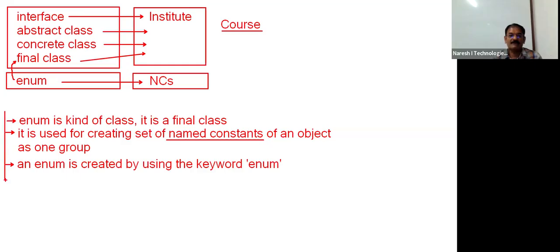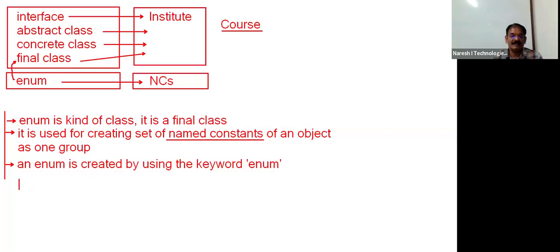So finally, what is the important point? Enum is a kind of class. It is a final class. It is used for creating a set of named constants of an object as one group. And enum is created by using the keyword enum. Up to now, understand? Right.